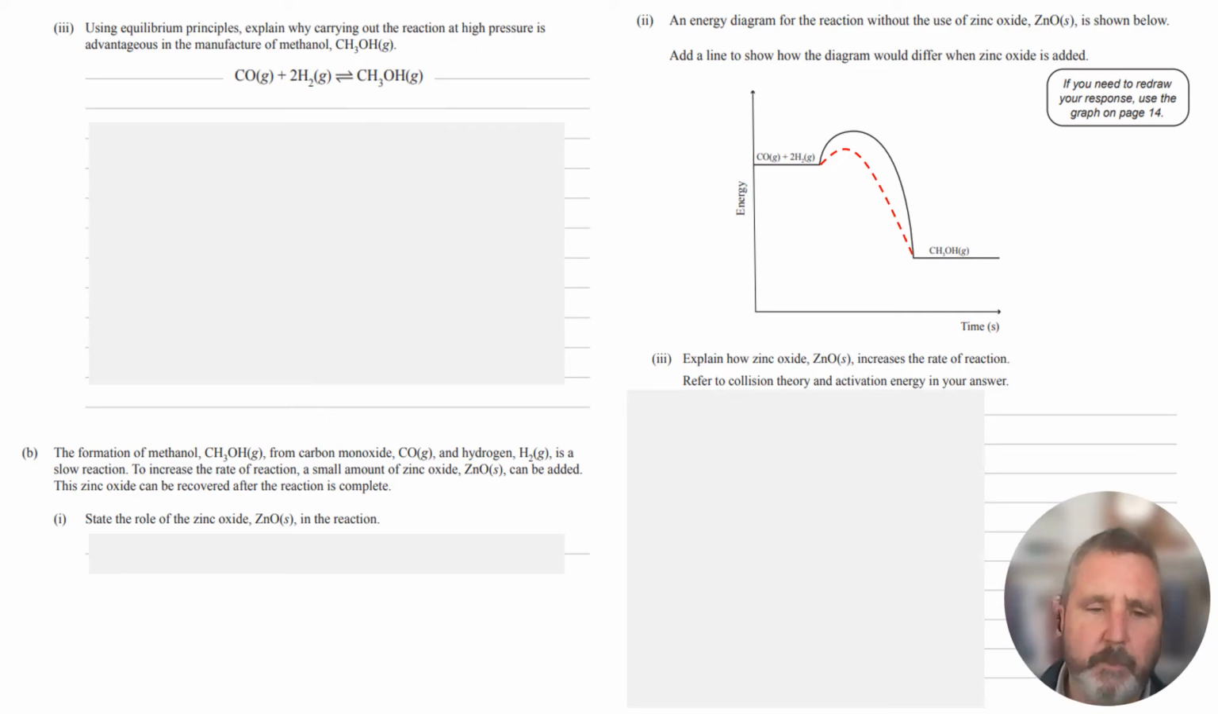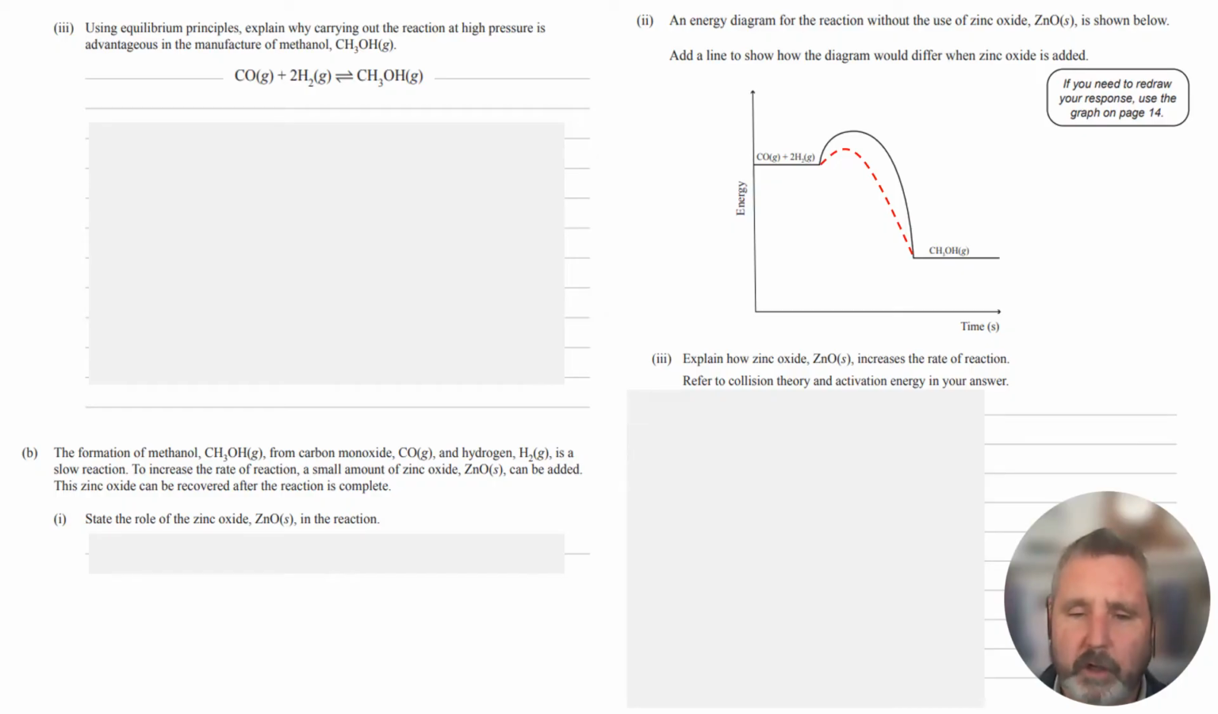Now, in the paper, this equation is on the previous page. You need to look back. It's actually 2 pages over. So take care when you're answering your paper to look back to the start of the question if you need to define the equation you're going to be talking about. So using equilibrium principles, explain why carrying out the reaction at high pressure is advantageous, or why it's good to the manufacture of methanol.